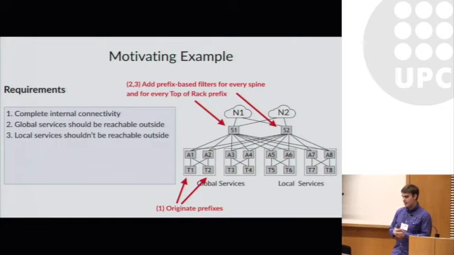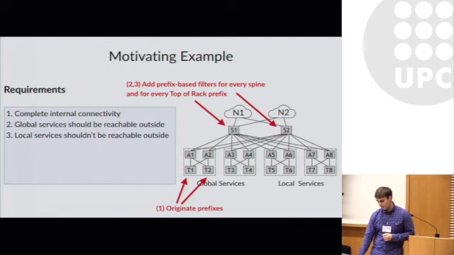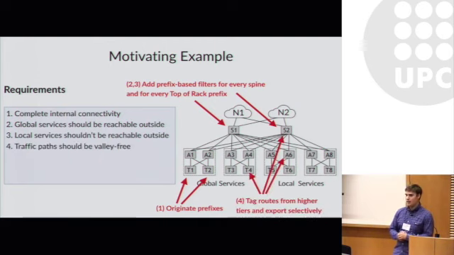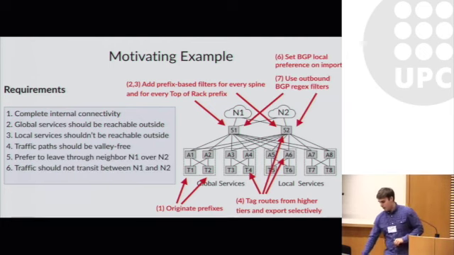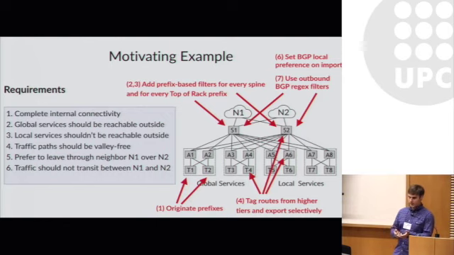And so you might have constraints like I want traffic to be reachable for global services everywhere in the network, including outside my network. Local services in my network should be reachable only inside the network. And this can be done using various types of low-level filters. I might want it to be the case that traffic paths are what's called valley-free. So you never have traffic go down and then back up in a data center, which would be a very inefficient form of routing. I might want to make sure that traffic for external destinations leaves through my neighbor N1 if possible, because that's a more highly optimized network rather than my neighbor N2.